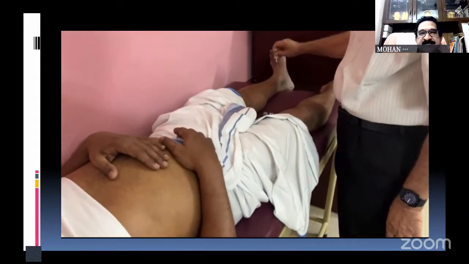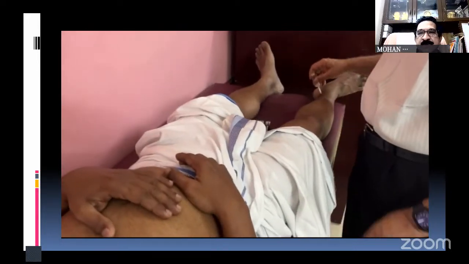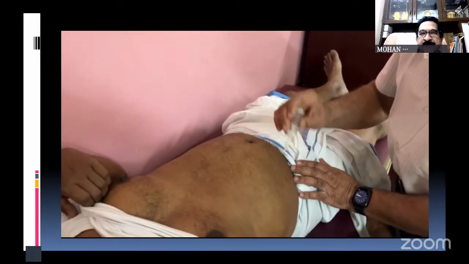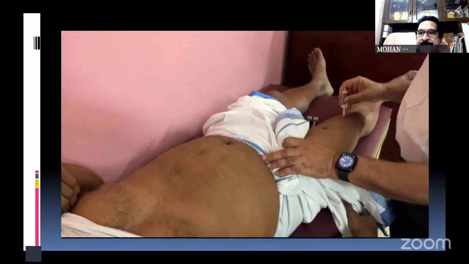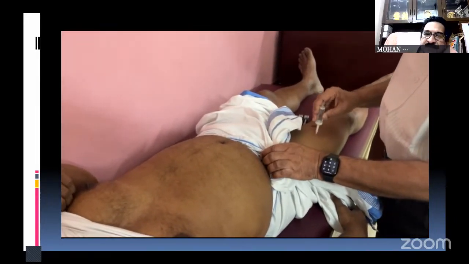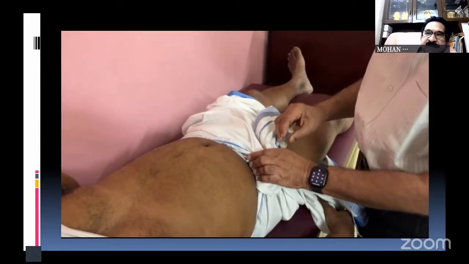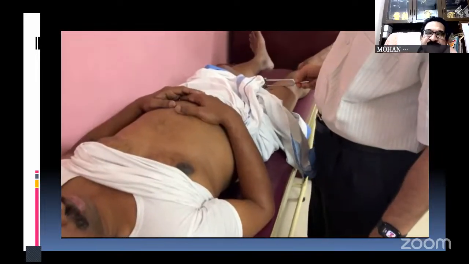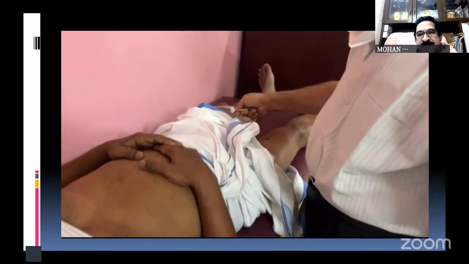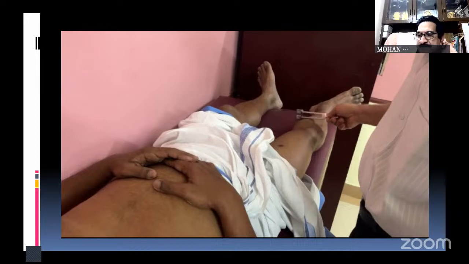Lower limb pain sensation is normal, but is decreased on the right side. That's the area which is burned, the burning mark is seen there. That's the level of pain loss. Temperature also decreased on the right lower limb.